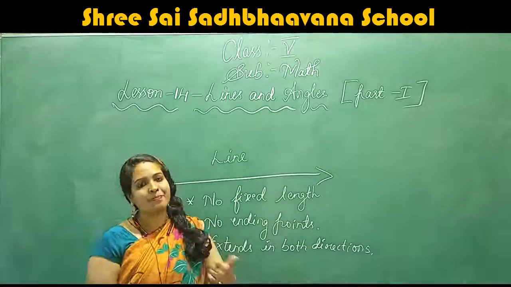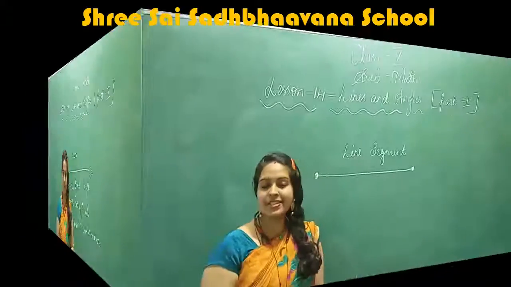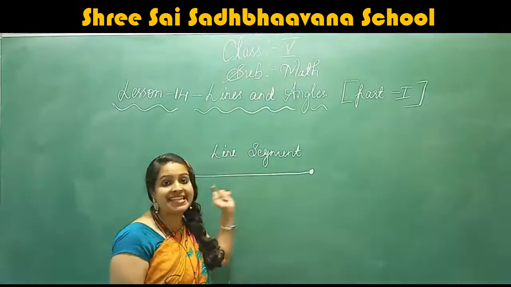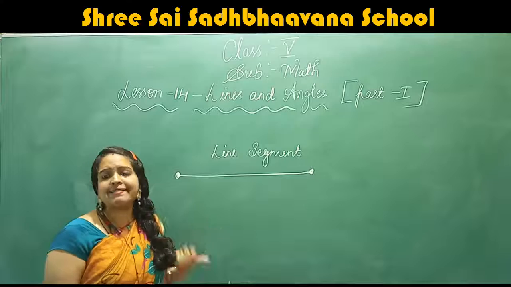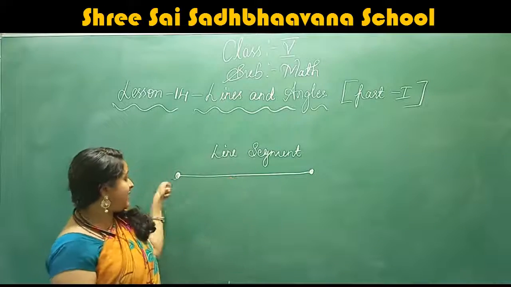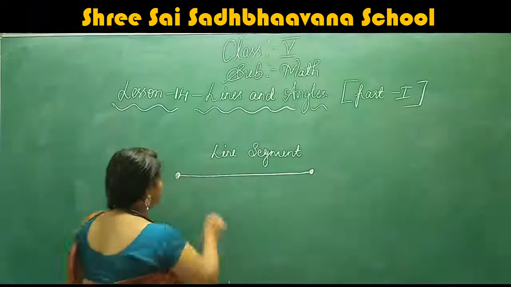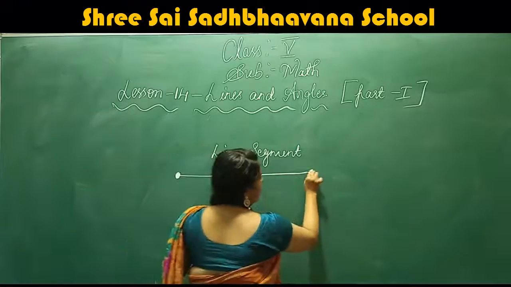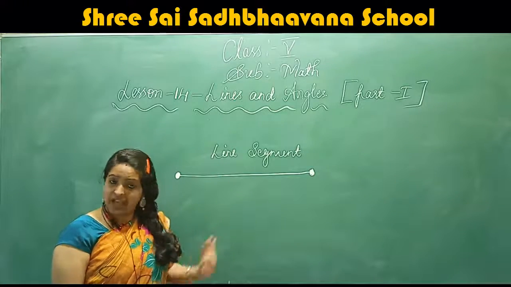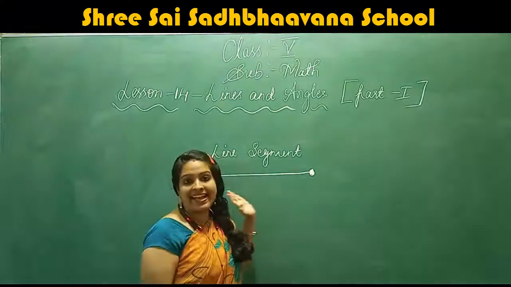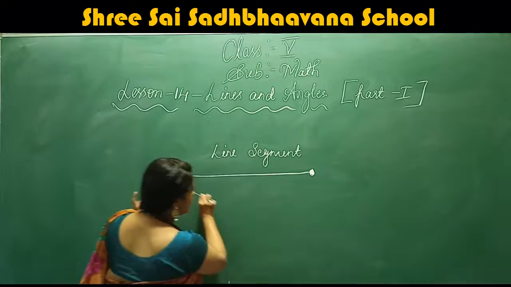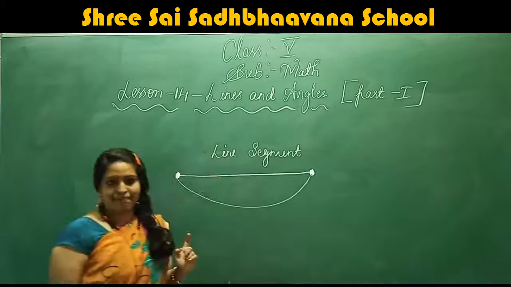Now let us see what we mean by the line segment. Children, now let us talk about the line segment. You can see here, this is a line segment. A line segment is a part of the line itself, where you can see two endpoints, one here and one here. After this point, you cannot extend this. The length of the line segment is this much.